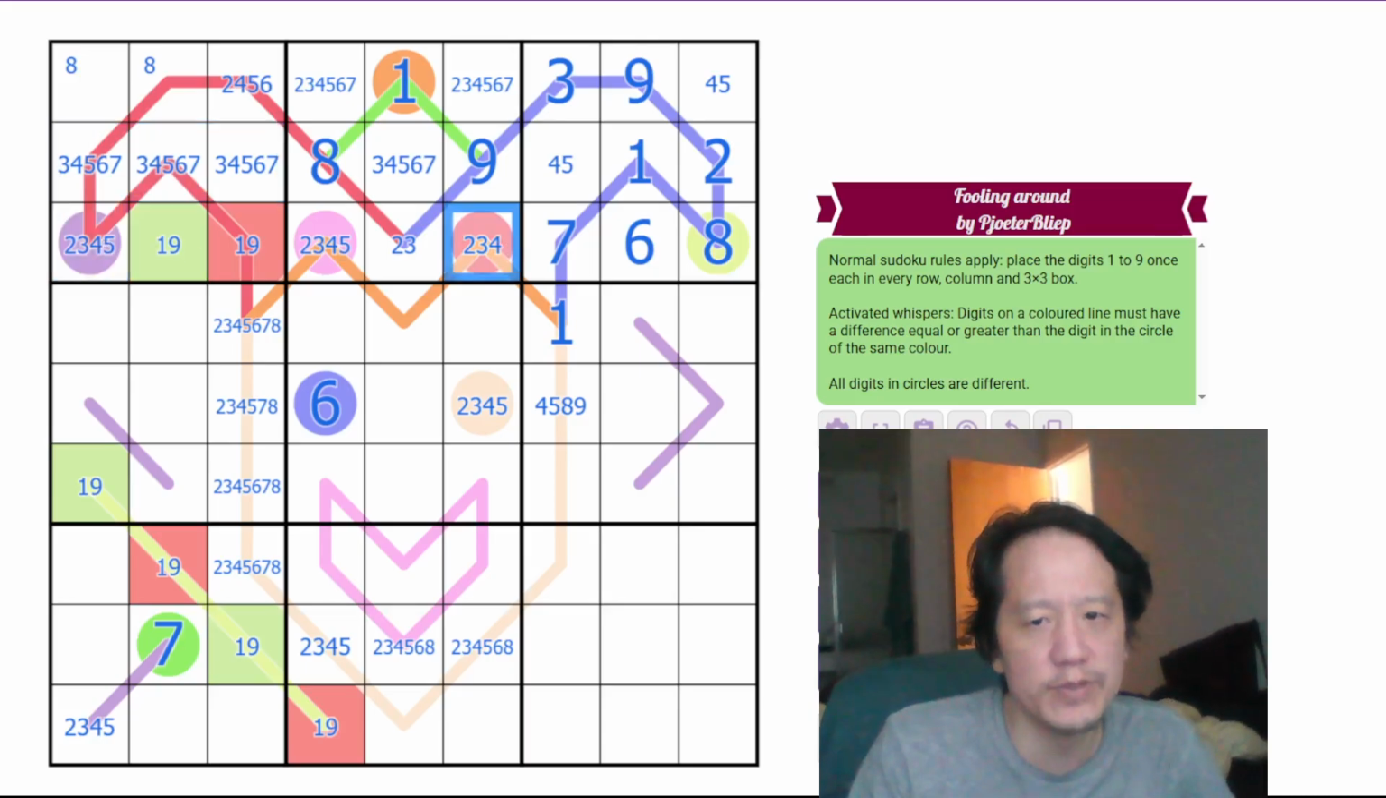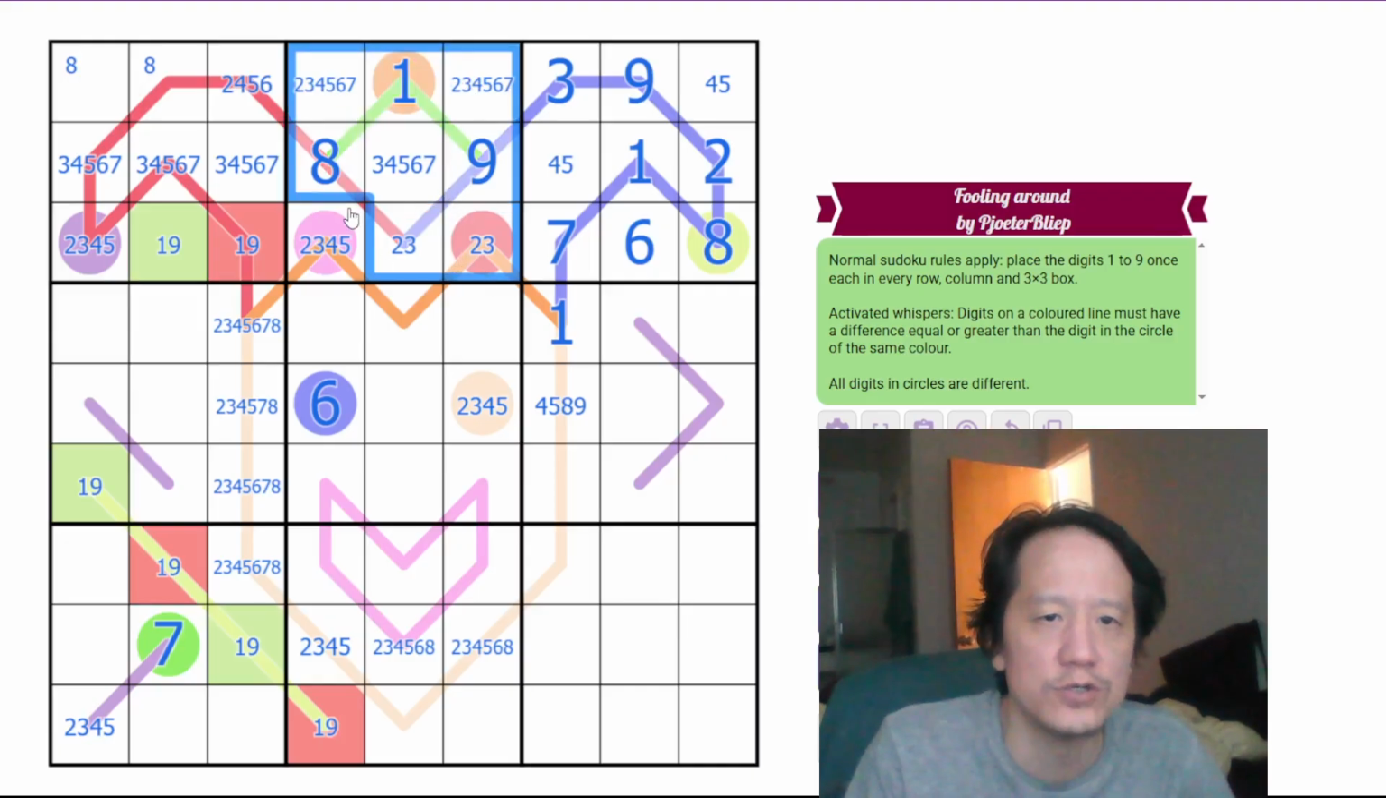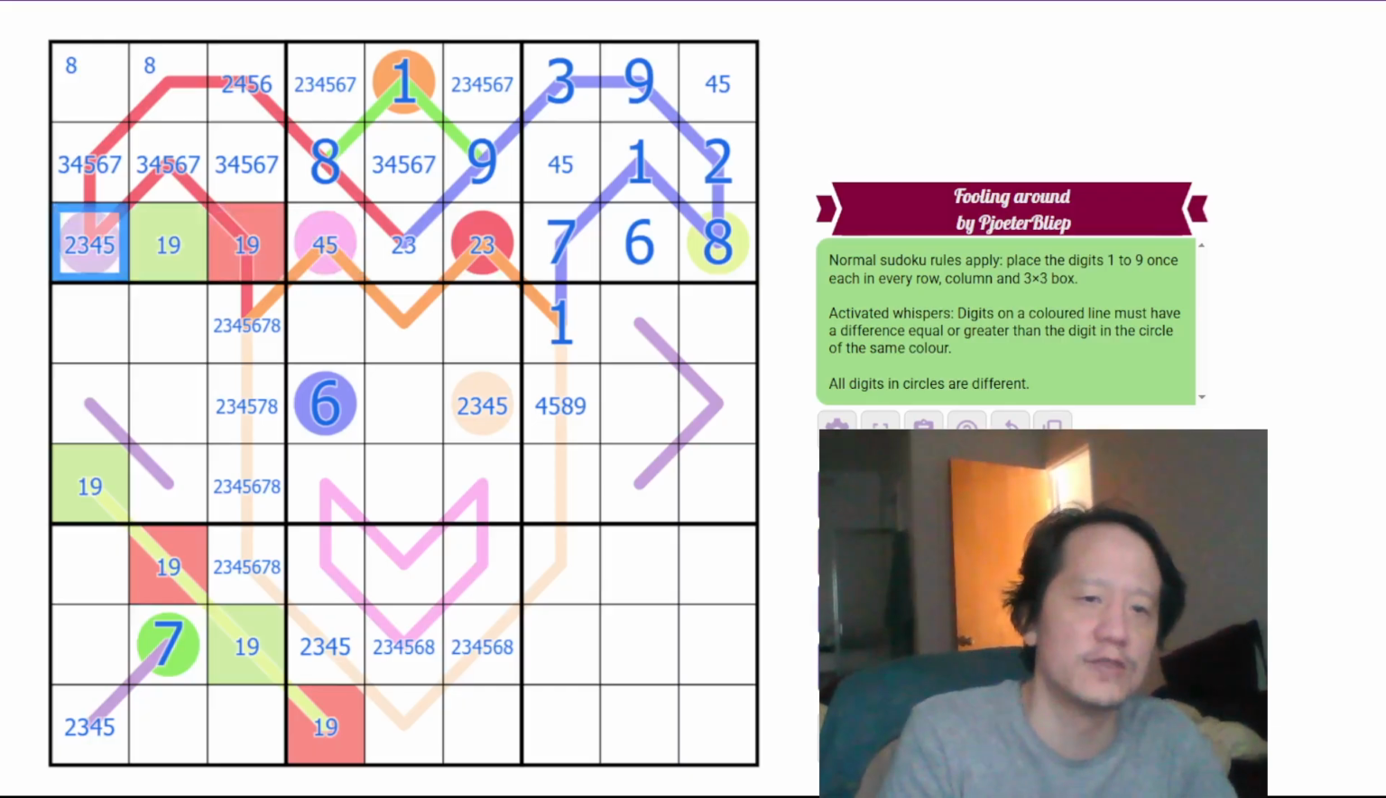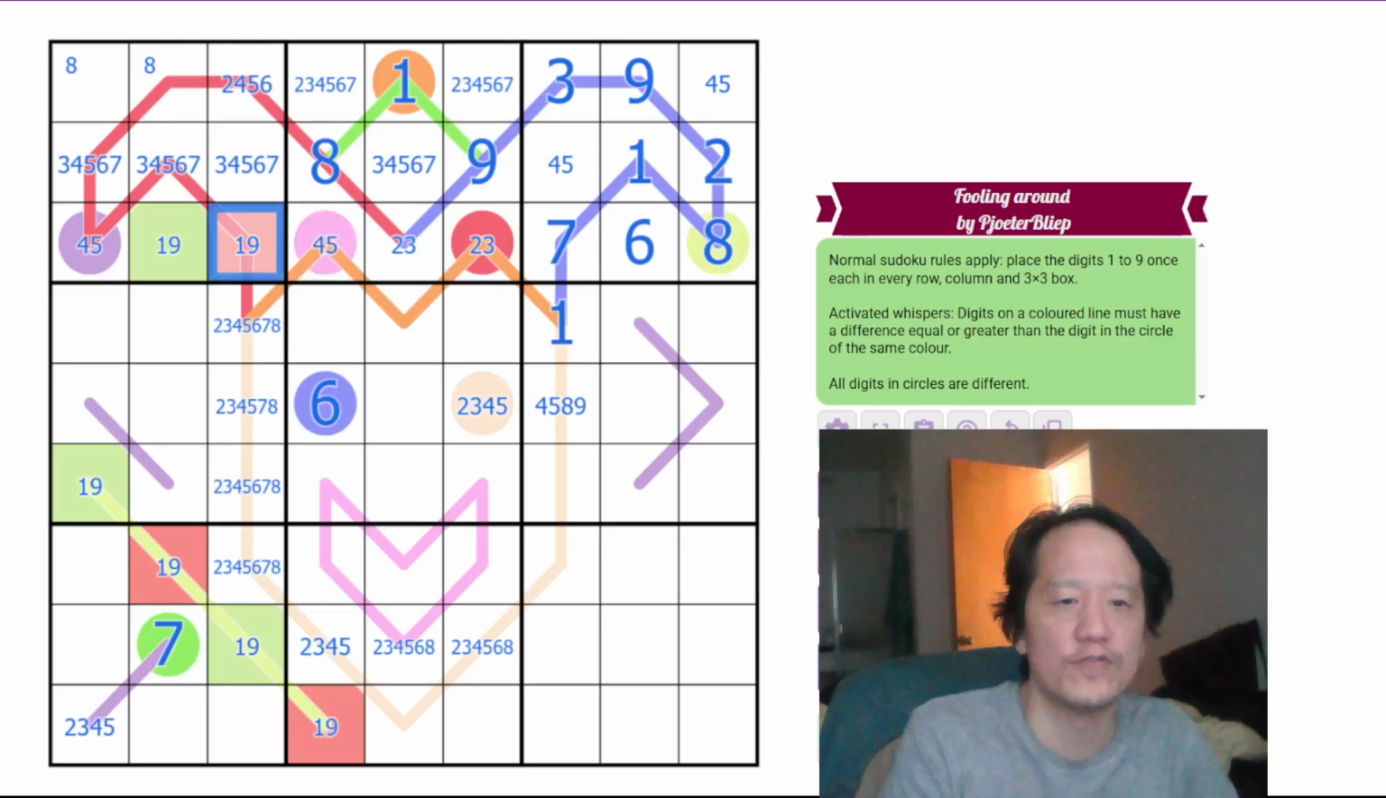So this cannot be a Dutch whisper line, which means we have a 2, 3, 2, 3 pair in box 2 and in row 3. That eliminates 2 and 3 in the rest of the box and the row. So this becomes a 4, 5 pair.